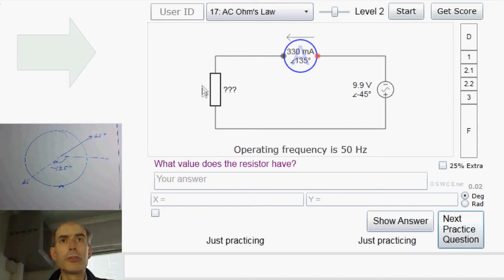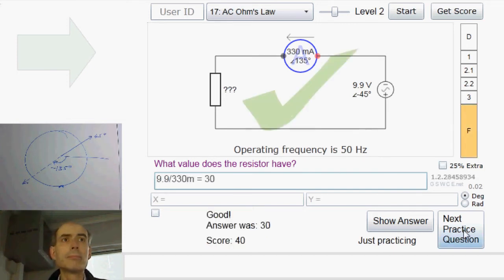We know that the resistor is real. We know the magnitude of the voltage across it and the magnitude of the current through it, and that's all we need to know to work out the resistor. We just take the 9.9 and divide it by 330 milli, and we're done.